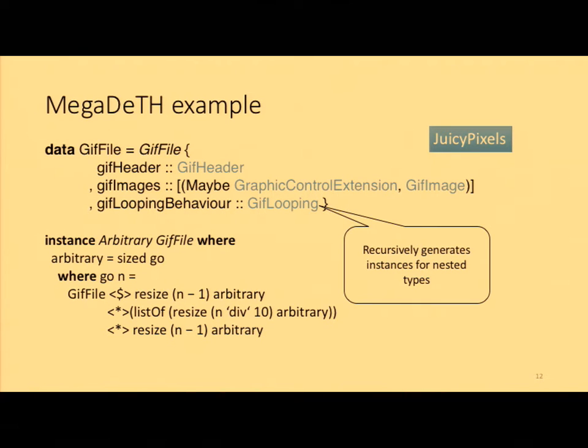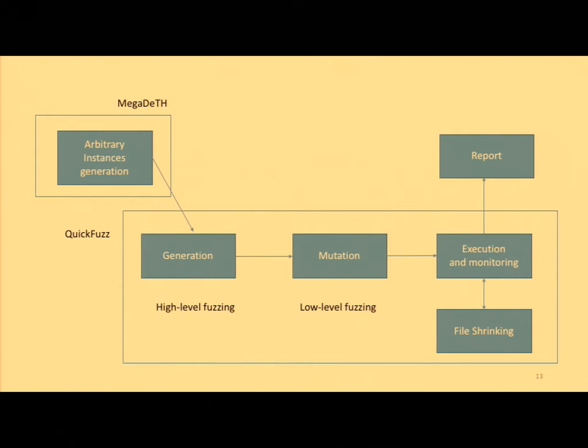And Megadeth actually supports pretty much anything you might imagine in terms of Haskell 2010 algebraic data types. So no weird extensions are supported. And yeah, it also supports, for example, mutually recursive types. It's not very hard. It's just a matter of finding all the instances and generating them.